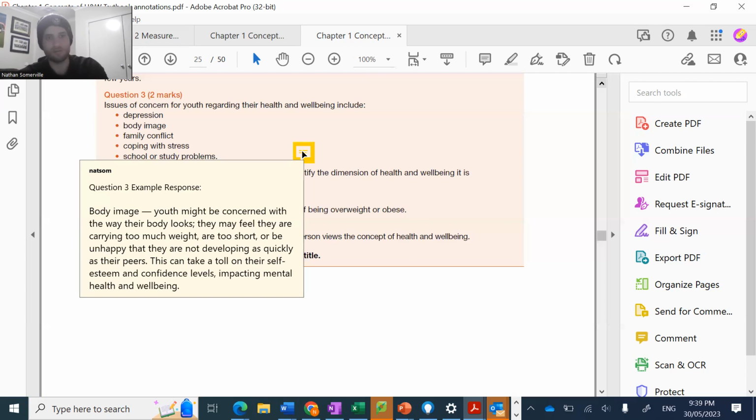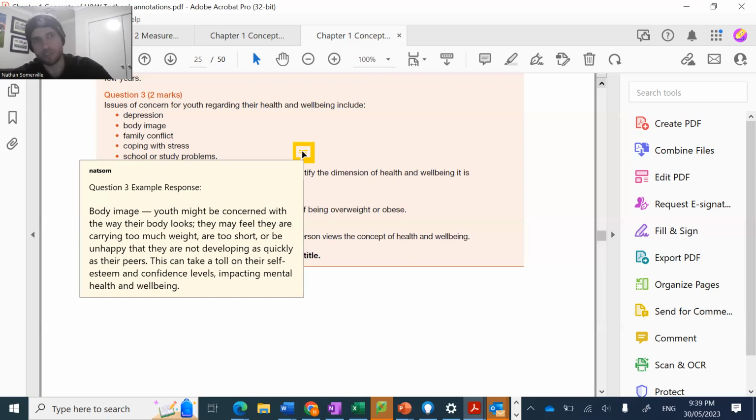All right, so effectively, this could be a 3-mark question, but it's only 2. You're getting 1 mark for explaining what body image is, another one for explaining that it affects the characteristics of self-esteem and confidence levels, and this comes under the mental dimension of health. So it's probably a 1, a 0.5, and a 0.5. But that's what an in-depth answer for a 2-mark question should look like.